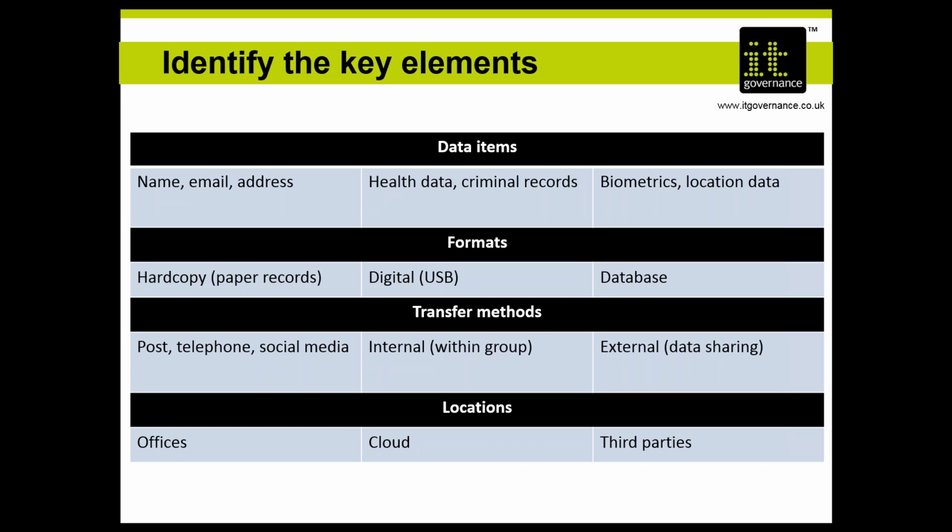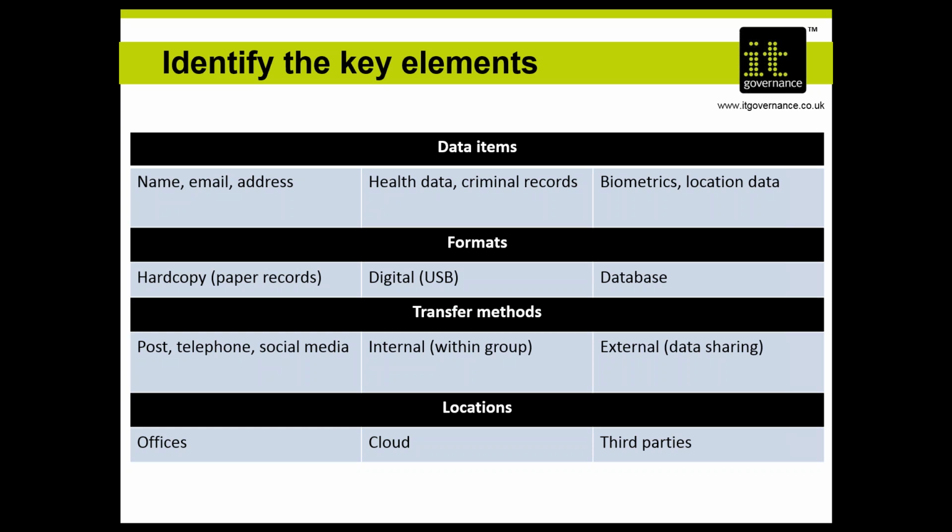So the key elements in a data flow audit start with what are the data items: name, email address, health data, criminal records, biometrics, as we've seen. What format have you collected the data in? Is it in paper, hard copy format, soft copy format? Is it on a USB stick? Is it stored in a database? What's the format of the data?